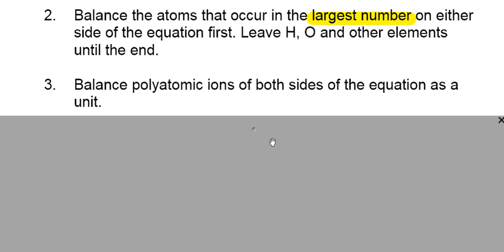Next one. When we get to polyatomic ions, try and stick with them as a unit. They don't generally change from left to right that often. So if they're not changing from the reactant side to the product side, just count them as a polyatomic ion rather than trying to break down each of the elements separately. It'll make your life a lot easier. If you're not sure what this means, when we go over some examples, we'll come back to this one together.